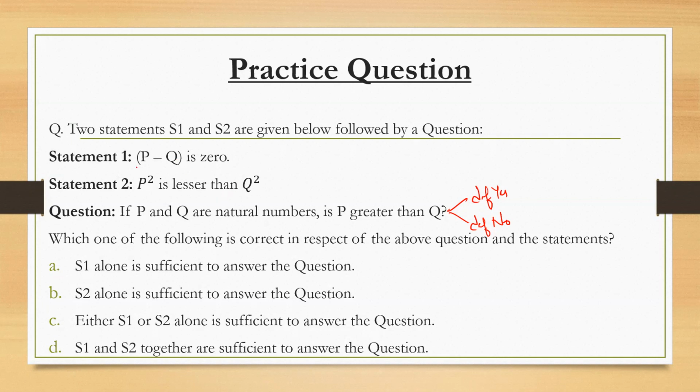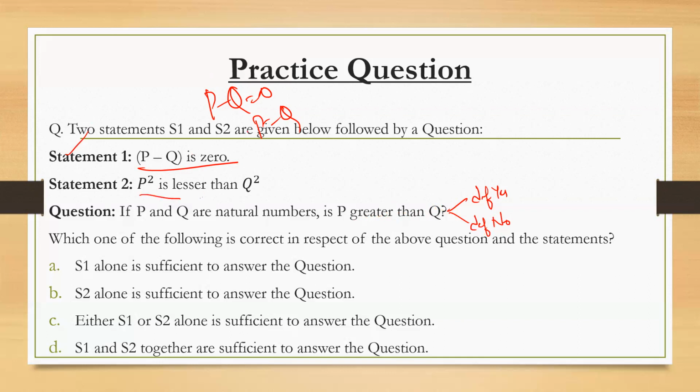So here you have what? Again, statement one. P minus Q is 0. That is P is Q. P is equal to Q. That means a definite no we are getting. Is P greater than Q? No. Okay. So statement one does answer your question.